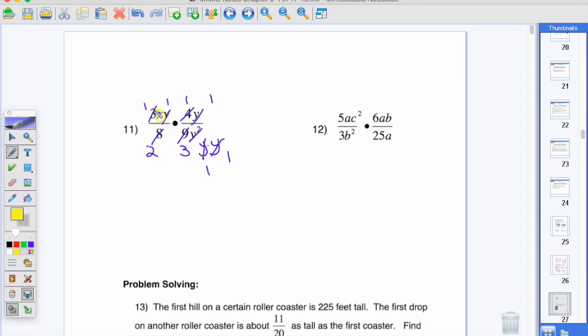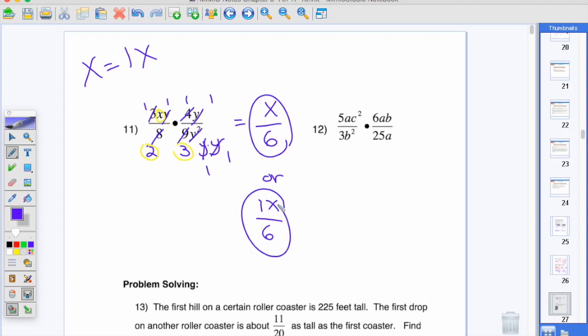Now be careful that you don't cross out too much. And I see an x in the numerator, and then I see a 2 times 2 in the denominator. So my answer is going to be x over 6. Remember that x is the same thing as 1x. So we could have a 1 in front of that x, or we could leave it out.